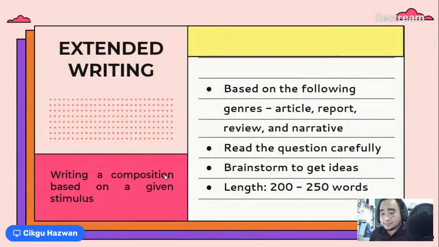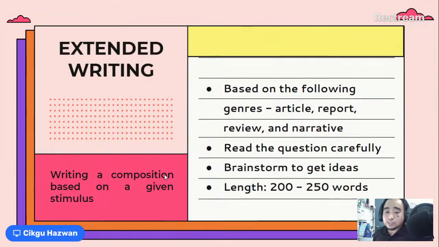So extended writing, in contrast with guided writing, requires you to write 200 to 250 words. So longer than guided. Based on the following genres: the article, report, review, and narrative. Yang ini kita akan tengok what's the difference between article, report, review, and narrative. We are looking at the format.